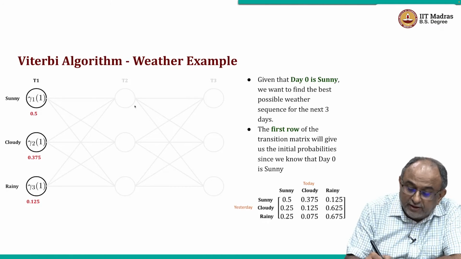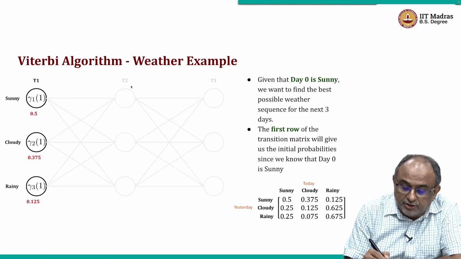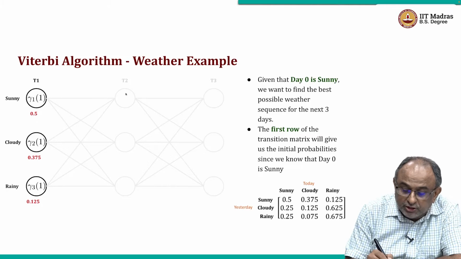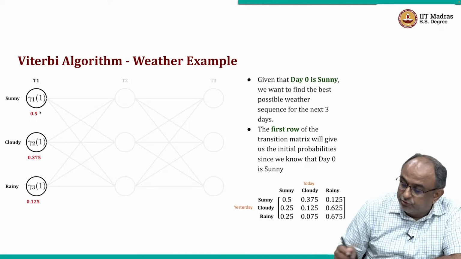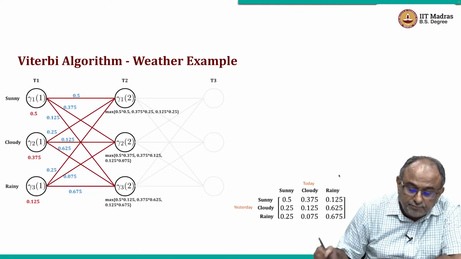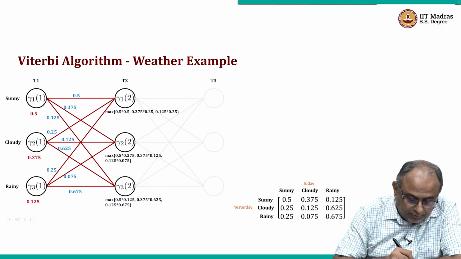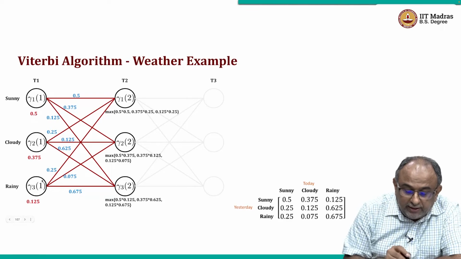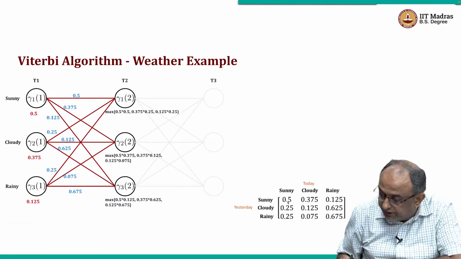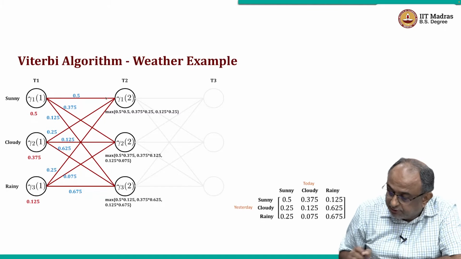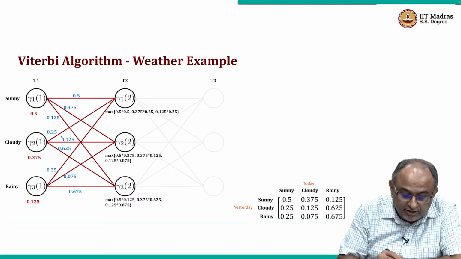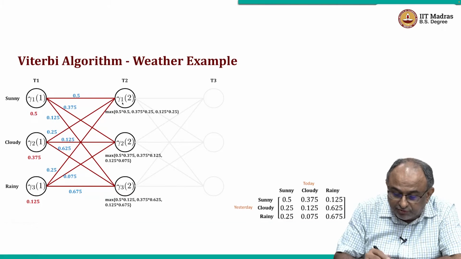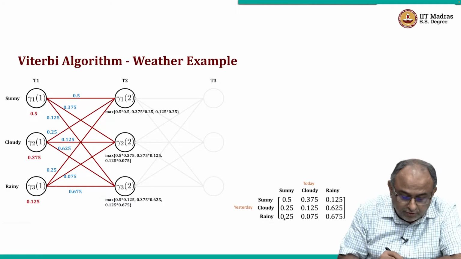Now comes the interesting part. This is where the Viterbi comes into the picture. Remember, I'm going to go to state 2, and for that I need only these 3 numbers. So I already got 0.5, 0.375, 0.125. From the first state to the first state, the probability is 0.5. This is that A11. From the second state to the first state is 0.25. From the third state to the first state is also 0.25.